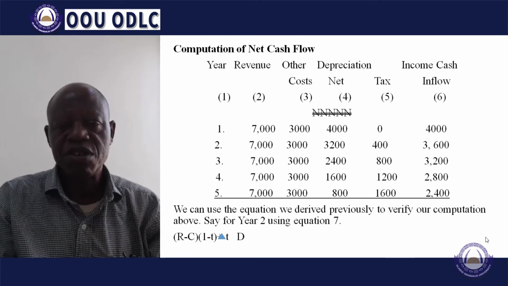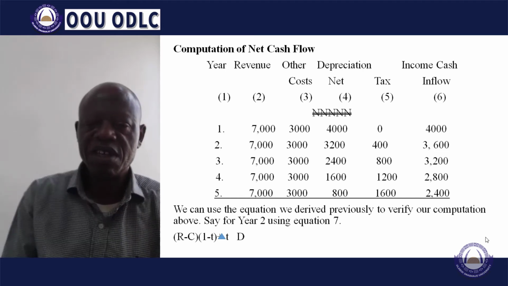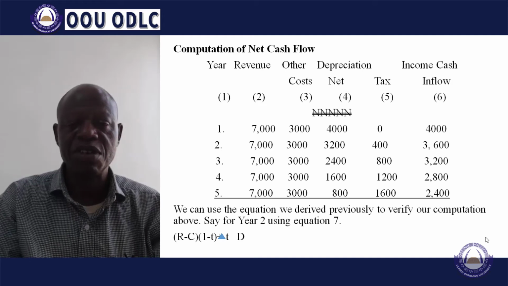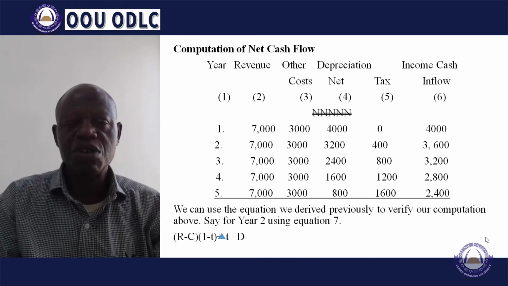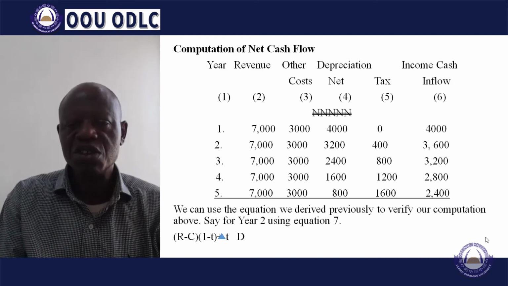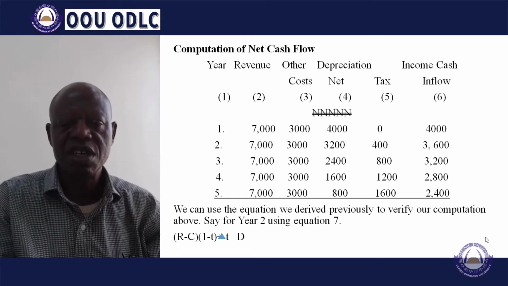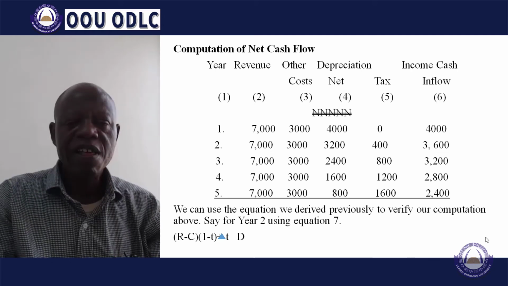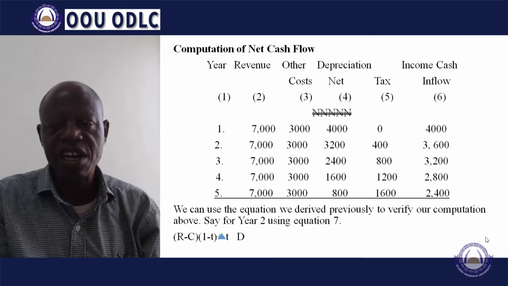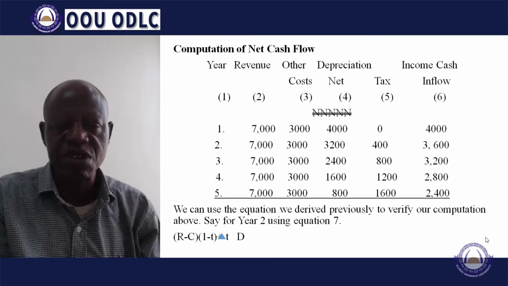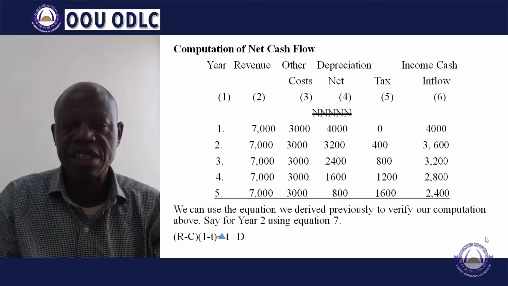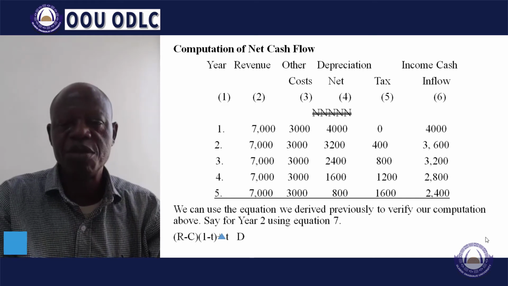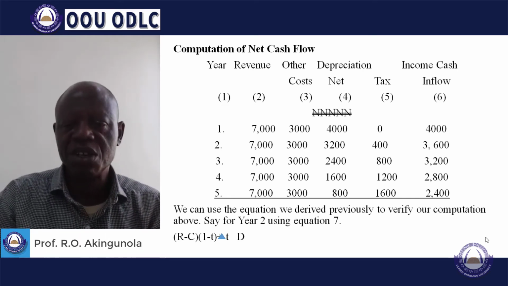We move to year 3. For year 3 the revenue is 7,000, and the operating cost is 3,000. The figures are simple for simplicity. The depreciation for that year is 2,400. The tax that is due for payment using that regular method is 800 naira. If we deduct 800 naira from our 4,000 net income, because 7,000 minus 3,000 gives us 4,000 naira net income, we have 3,200.